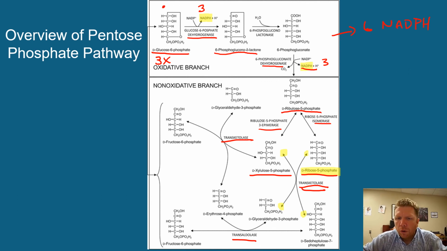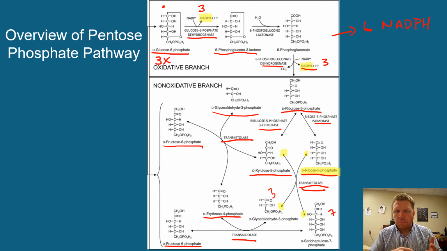Okay, so we've got those two molecules, the 3-carbon and the 7-carbon molecule, that a transaldolase will utilize and produce D-erythrose 4-phosphate and D-fructose 6-phosphate. The resulting molecules, the D-erythrose 4-phosphate and D-xylulose 5-phosphate, can be acted upon by a transketolase to produce D-glyceraldehyde 3-phosphate and D-fructose 6-phosphate. Okay, so it's totally fair to look at this and say, but what's the point?